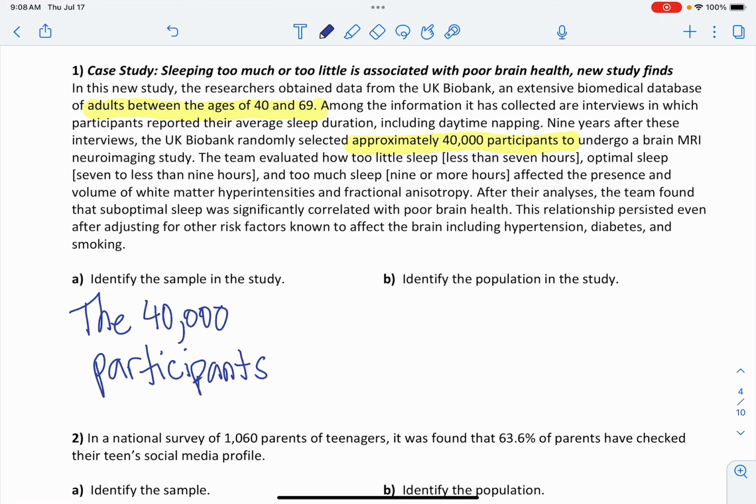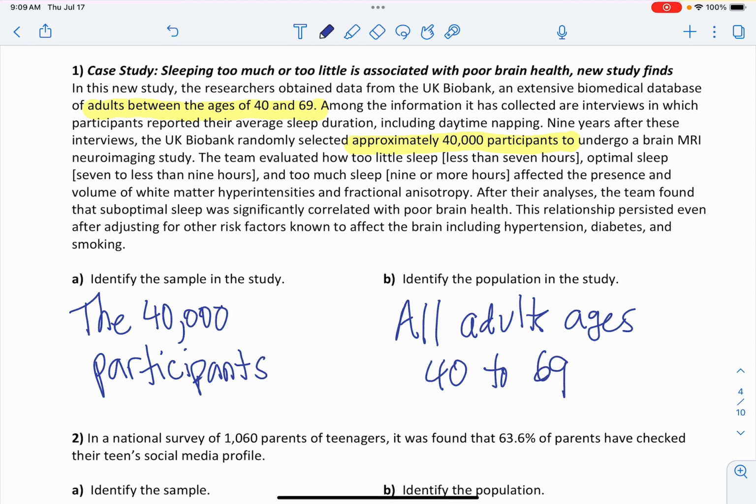Now, the population in the study is who do those represent? Who do those 40,000 participants represent? Well, specifically, this is done for adults between ages of 40 and 69. So a good word to use for population is the word all, right? So all adults ages 40 to 69.